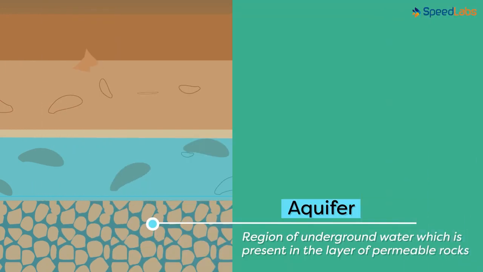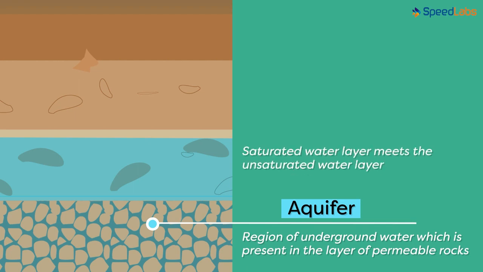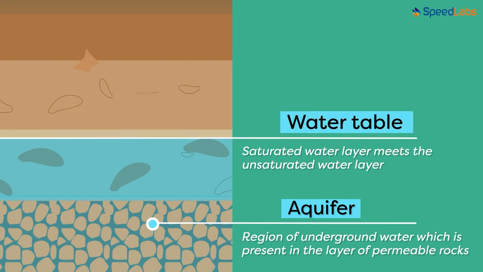Now tell me, what will happen as we move above the aquifer layer? The water will start depleting. Yes, the layers above are not saturated with water like the aquifer is. So now, the point where the saturated water layer meets the unsaturated water layer is called the water table.